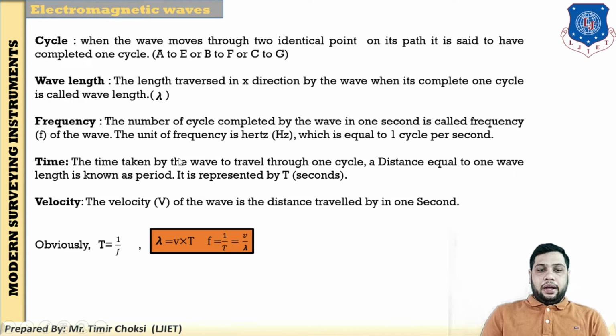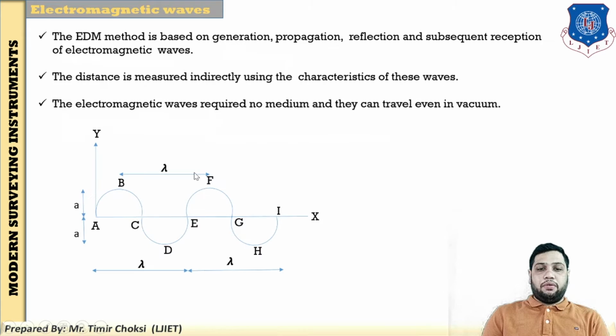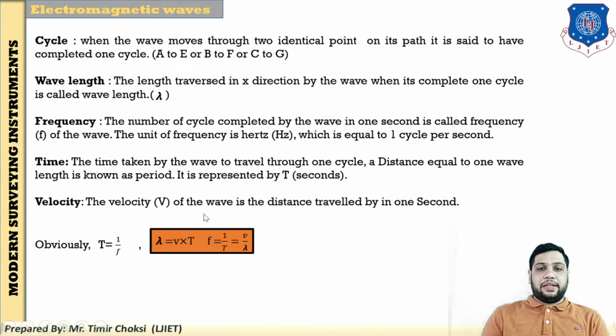Now time. The time taken by the wave to travel through one cycle, a distance equal to one wavelength, is known as the period. It is represented by T. The time taken by the wave to travel one cycle, from A to E, is called the time period, and its unit is the second.